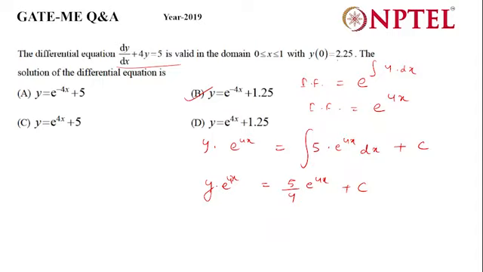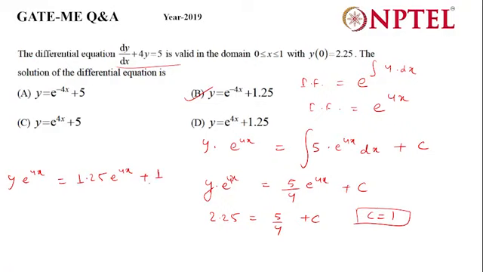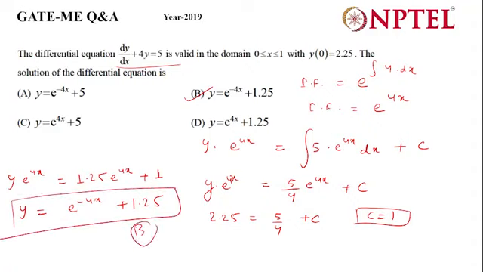So the first boundary condition is y is equal to 2.25 at x is equal to 0. You put the first boundary condition: 2.25 is equal to 5 by 4 at x is equal to 0, plus c. When you solve this, your c will be 1. Now we'll put the value of c. So your answer will be y e to the power 4x is equal to 1.25 e to the power 4x, where I have written 5 by 4 as 1.25, plus 1. Now we will send e to the power 4x to that side. It will be e to the power minus 4x this term plus 1.25. So option B is correct.